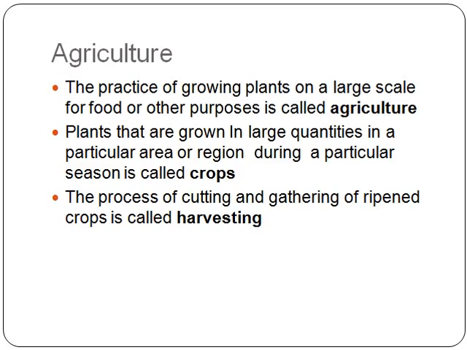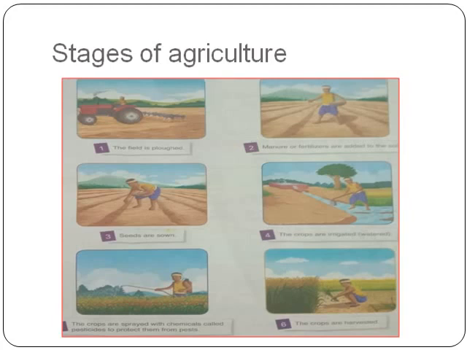Now children, let's see various stages of agriculture. First, the farmer prepares the field to sow the seeds. They first dig the upper layer of the soil to loosen and make it soft. This whole process is called ploughing. Next, nutrients are provided by manures and fertilizers. Specific fertilizers provide one or more nutrients, whereas manure generally improves soil fertility.